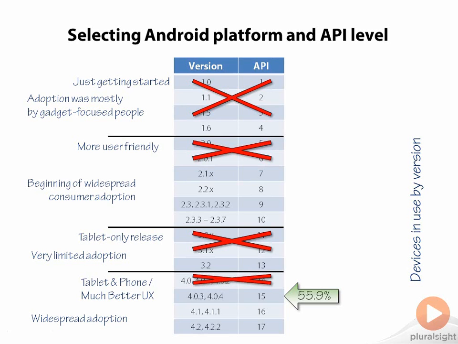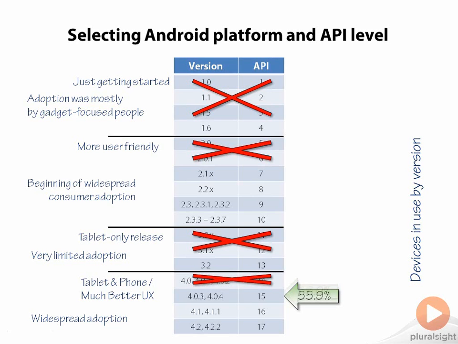So that gives you a pretty good reach. Based on the estimated numbers for Android devices out there right now, 55.9% is on the order of 400 to 500 million devices, or 400 to 500 million users. That's a pretty good number. So you really want to target all that 4 stuff, get a good reach. API level 15 is a good choice.